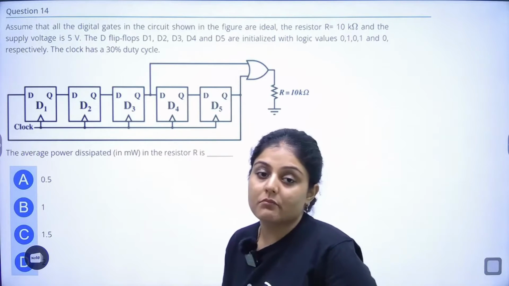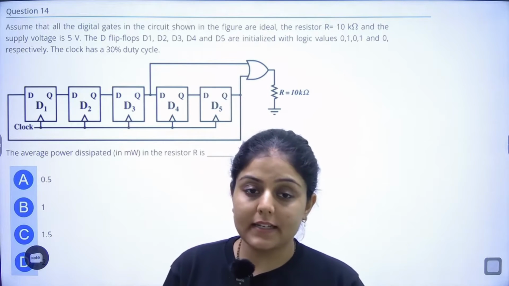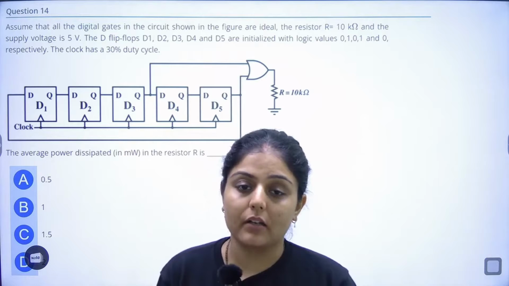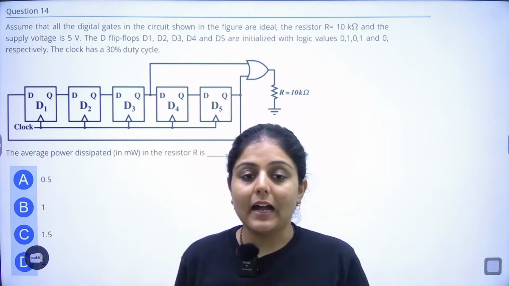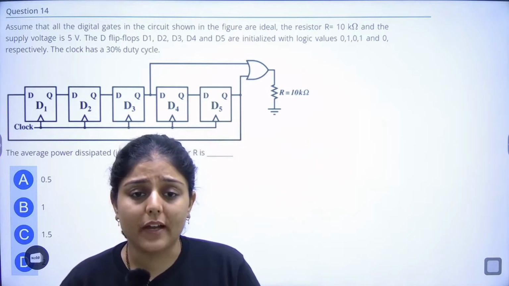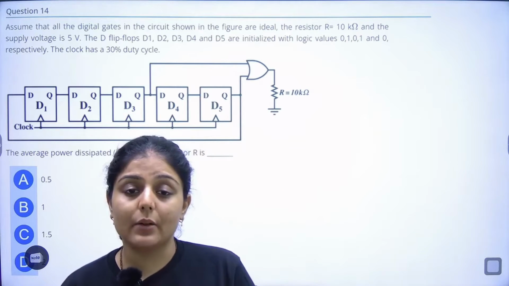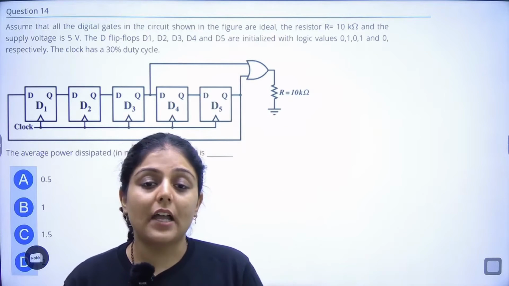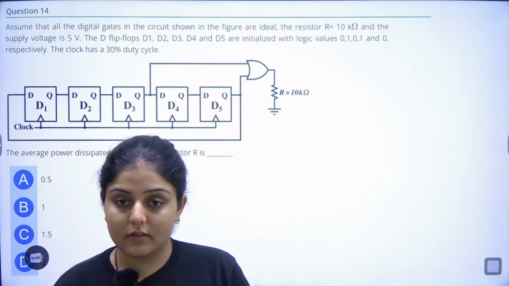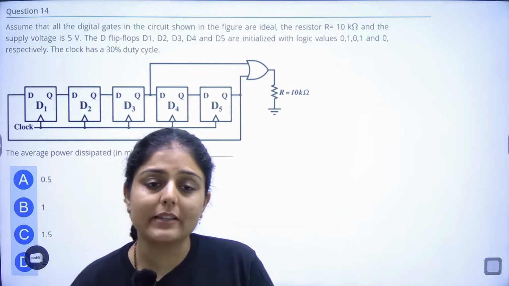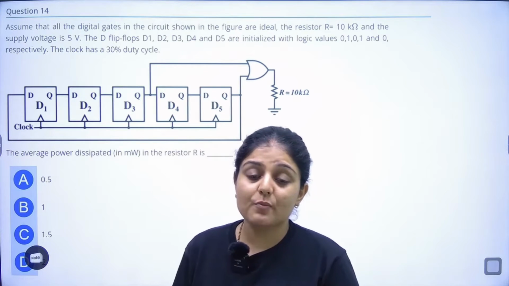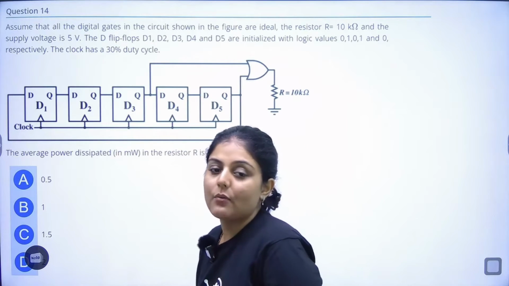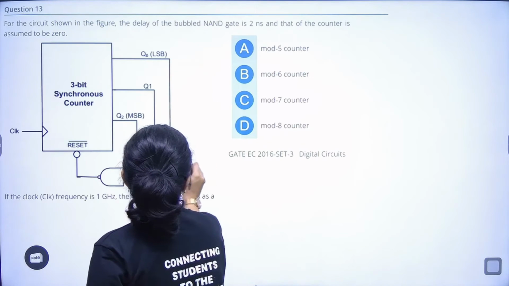Okay, question. Assume that all the digital gate circuits shown in the figure are ideal. The resistor is equal to 10 kilo ohms and the supply voltage is 5 volts. The D flip-flops D1, D2, D3, D4, D5 are initialized with logic 0, 1, 0, 1, 0 respectively. The clock has a 30% duty cycle. The average power dissipated in milliwatts in the resistor should be.